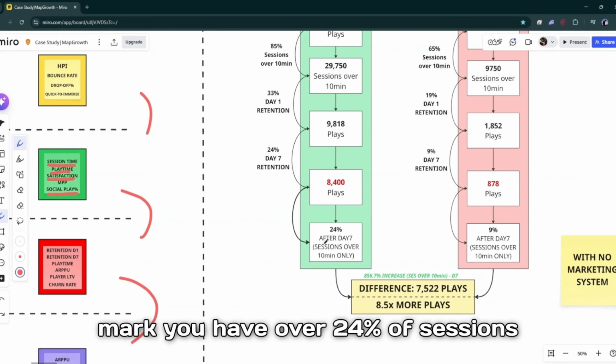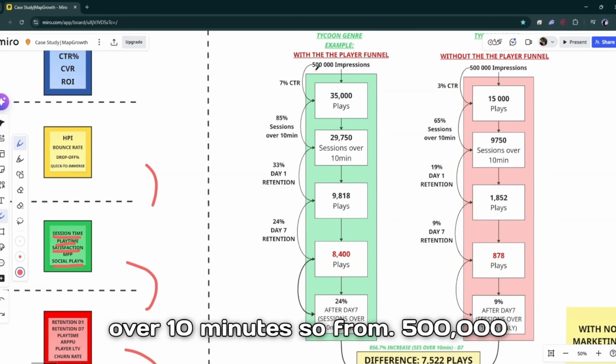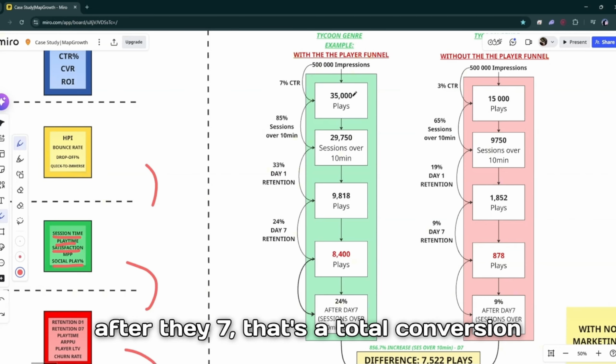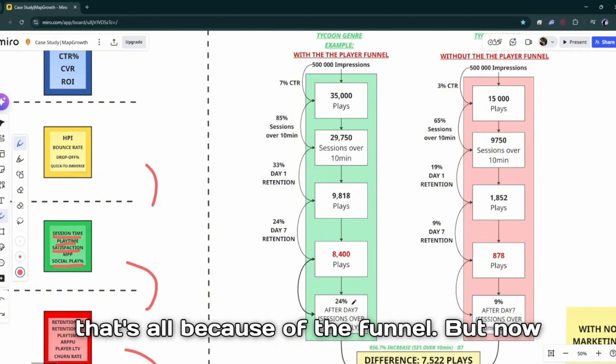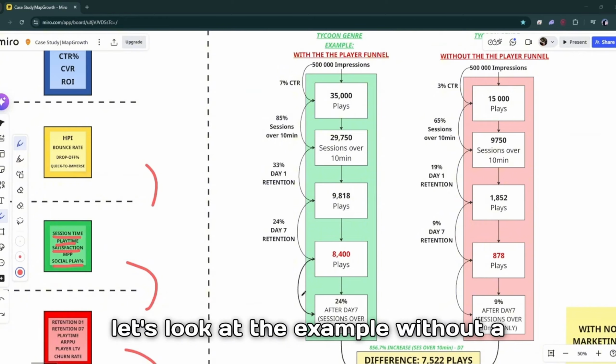And after the day 7 mark, you have over 24% sessions over 10 minutes. So from 500,000 impressions, you attract 35,000 plays, and after day 7, that's a total conversion of 24% sessions over 10 minutes. And that's all because of the funnel.